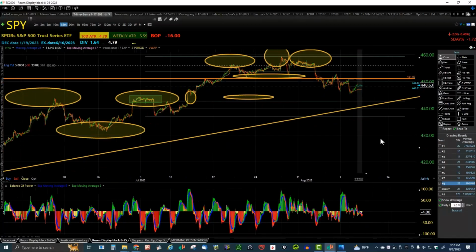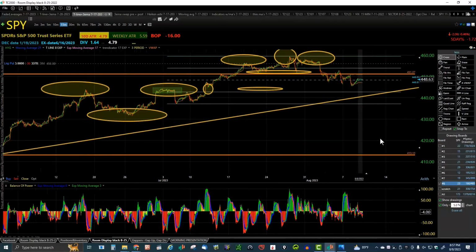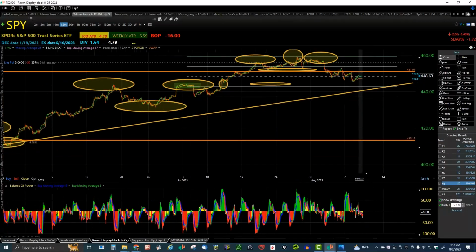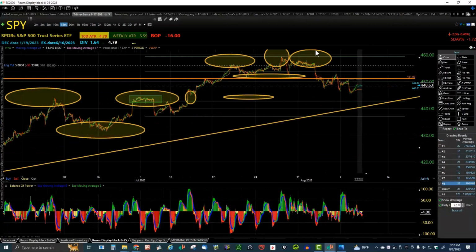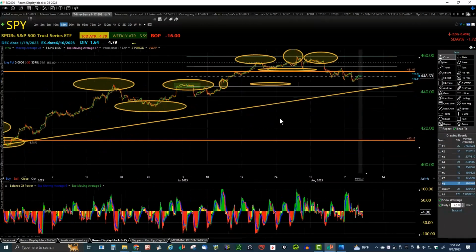Okay. Major. If you break through major, you're going higher, right? That means the bulls won. If the bears break through major support, then the bears won.